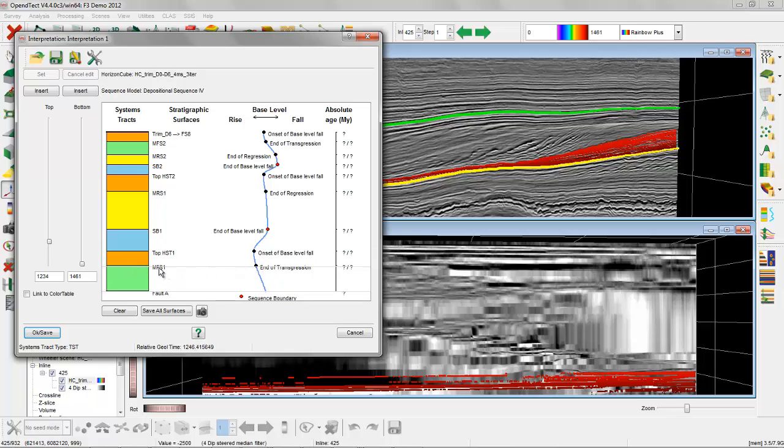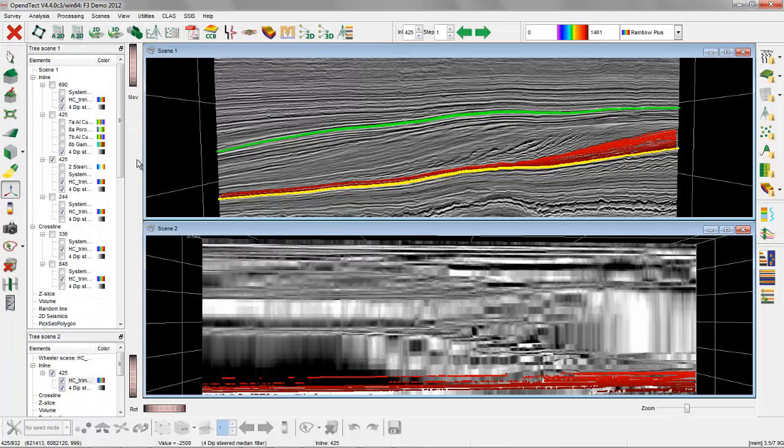Each of these bounding surfaces, the maximum flooding surface, the top high stand, the sequence boundary, and so on, I can save as normal horizons in my system for follow-up work. The end result of such an interpretation may look like this.